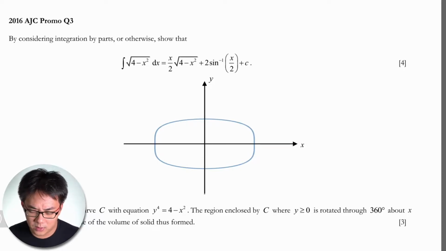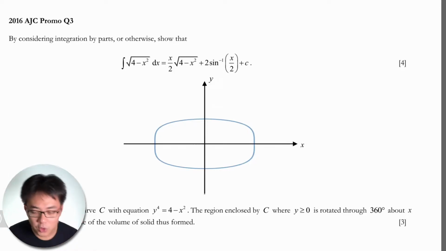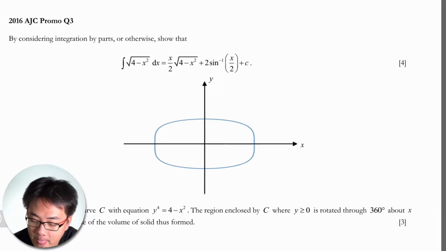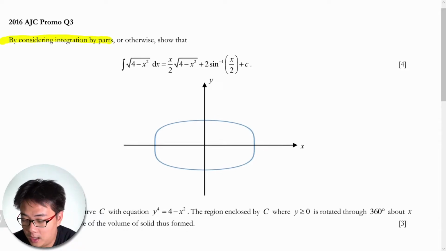You could actually use, I think, x equals 2 sine theta. You can use the trigo substitution. I'm not going to show you how to use substitution for otherwise, but I'm just going to stick with by parts. Okay. So how do we integrate this?